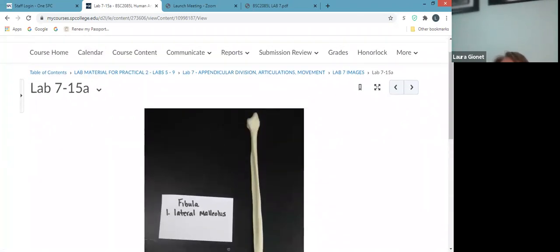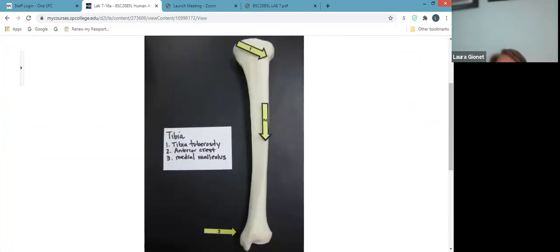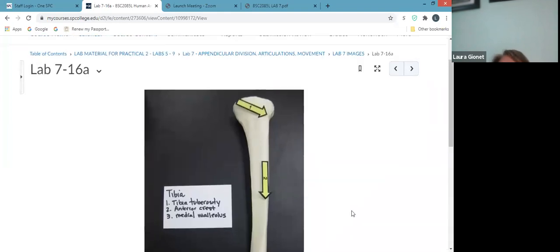Then we move on to the bones of the foot. Oh, he switched it around. My bad. We normally would go to the foot. Got a different version. So now the picture is turned right side up. The whole bone is the tibia, tibial tuberosity, anterior crest, medial malleolus.